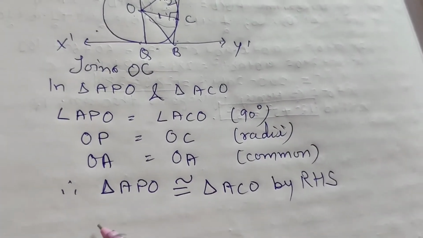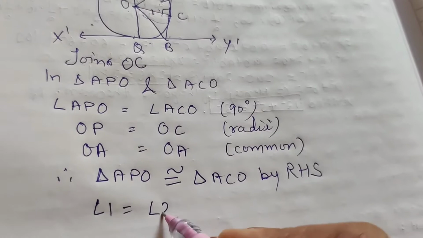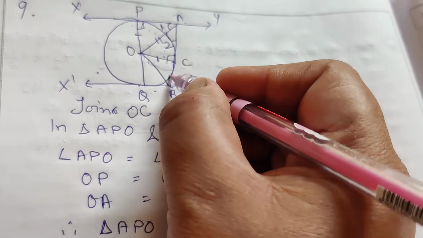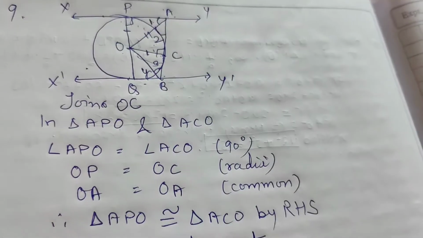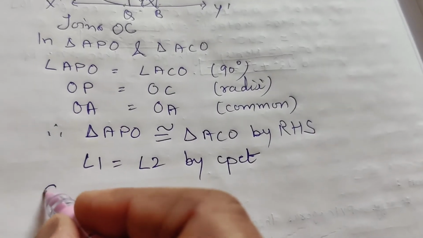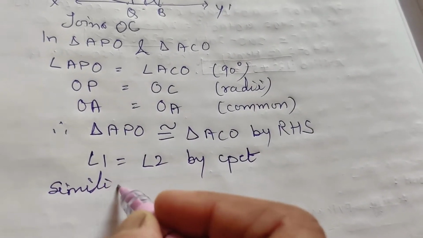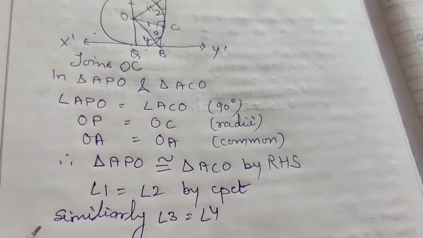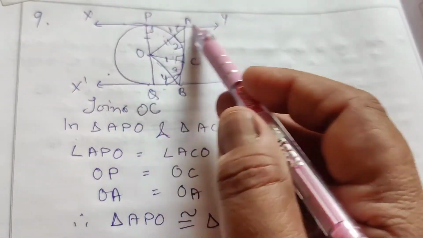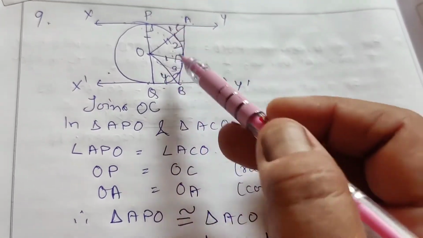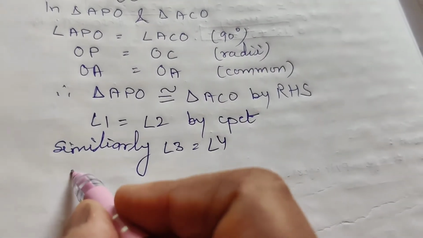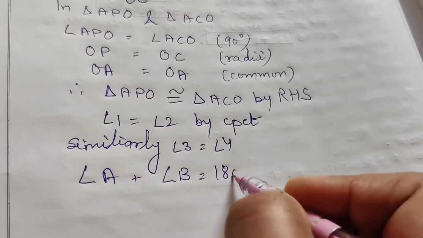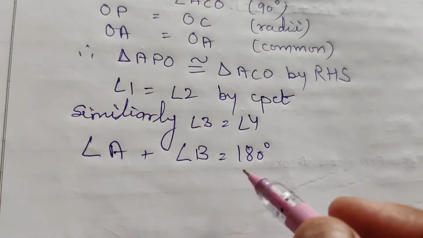Angle 1 equals angle 2 by CPCT. Similarly, angle 3 equals angle 4. Next, since XY and X'Y' are parallel tangents, angle A plus angle B equals 180 degrees, because the sum of co-interior angles is 180 degrees.